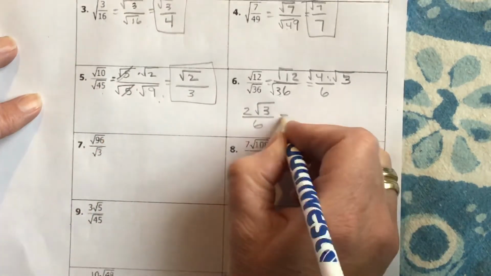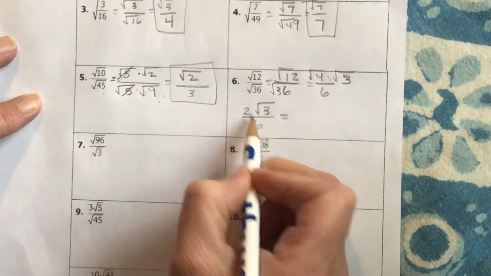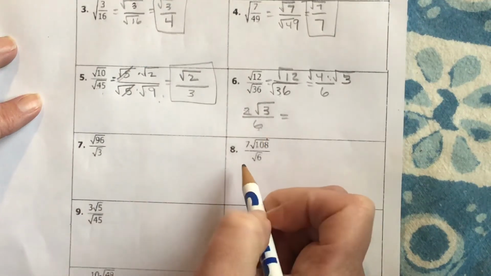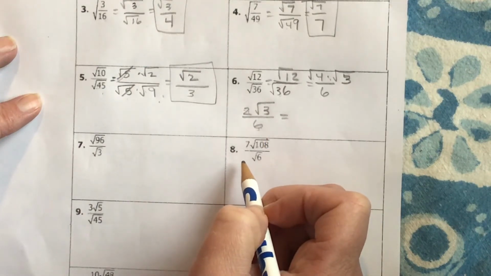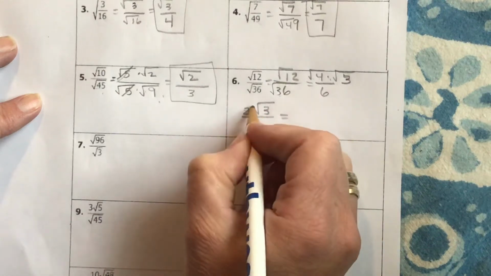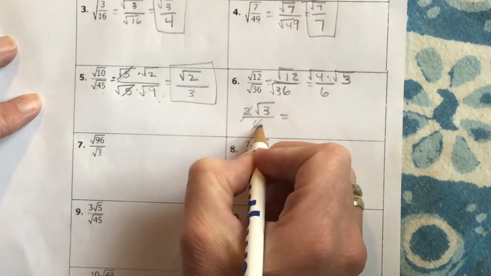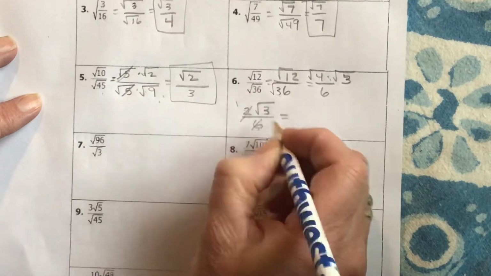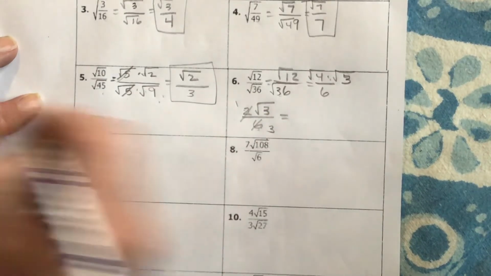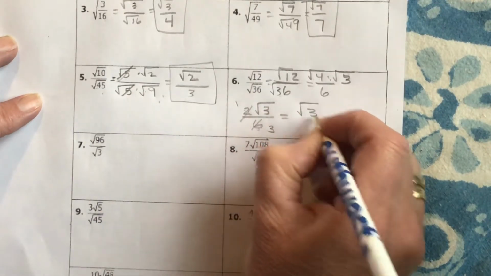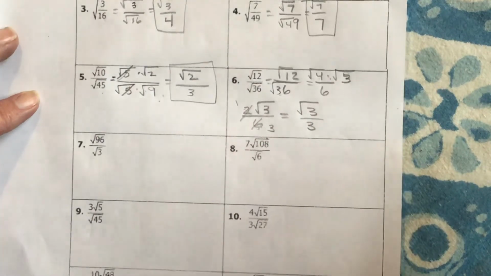Now check this out. Can I simplify this? Well, I can, because 2/6 is really equal to 1/3. Now this becomes root 3 over 3.